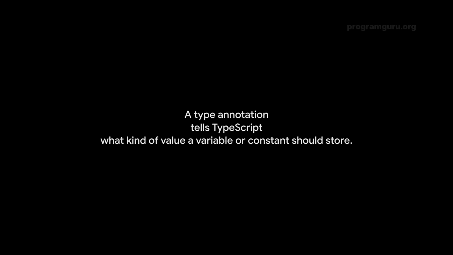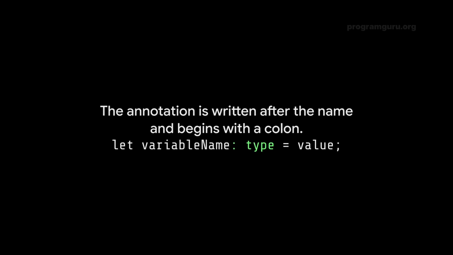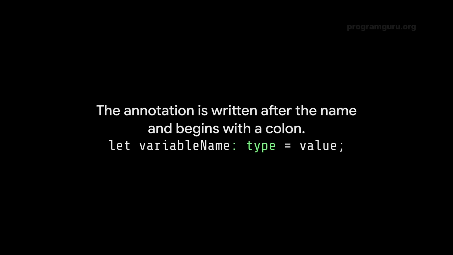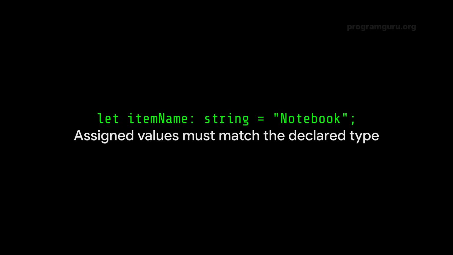Let's call it a wrap and see what we learned. A type annotation tells TypeScript what kind of value a variable or constant should store. The annotation is written after the name and begins with a colon. We use string annotations for text values. We use number annotations for numeric values. We use boolean annotations for true or false values. We learned that assigned values must match the declared type.